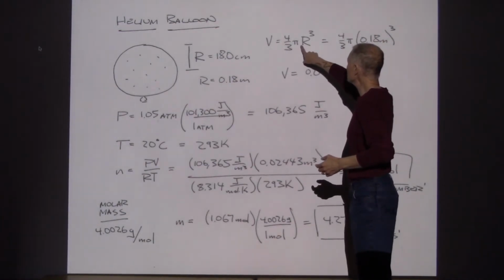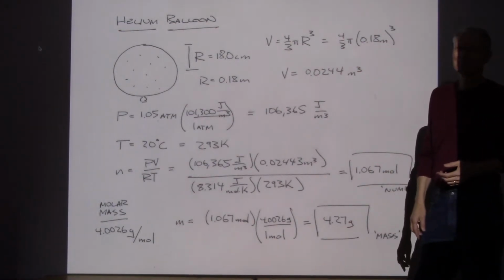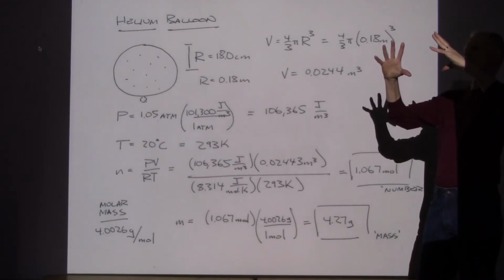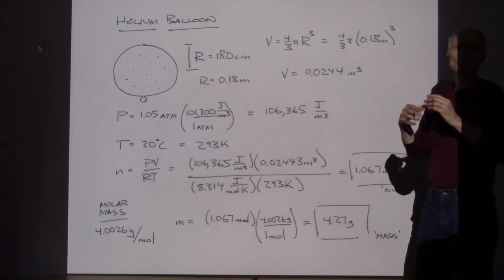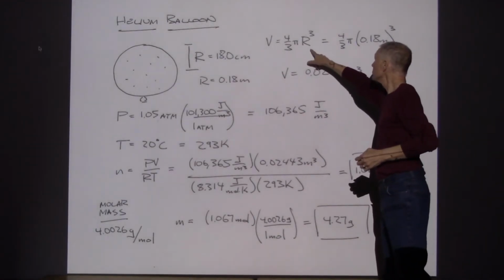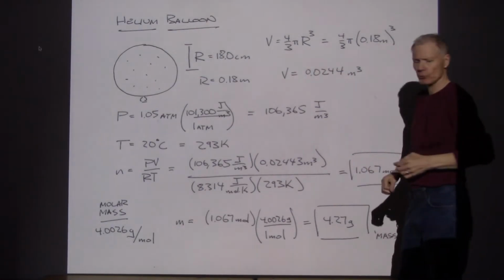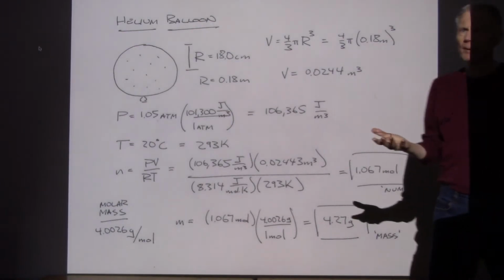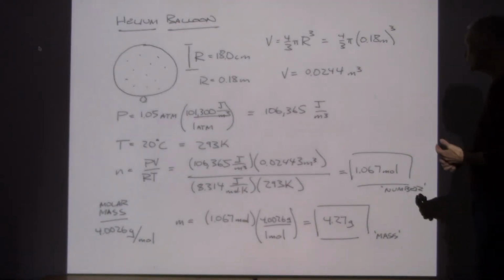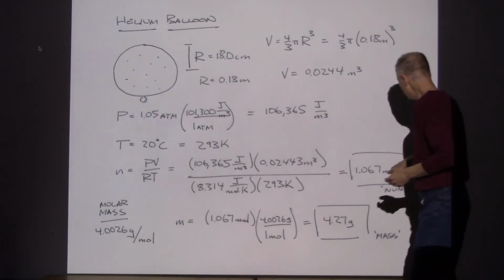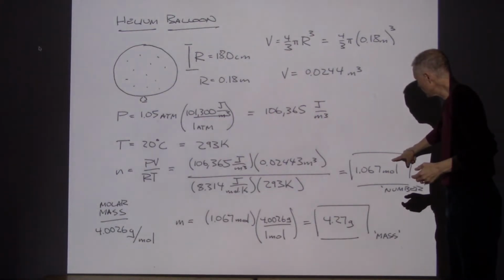Now it says that the balloon is spherical. I don't know, when you blow up these helium balloons, they're not exactly spherical, but close enough, I guess. So I'm using the sphere formula, finding out how many cubic meters we've got of volume for that balloon. So plugging all the numbers in, I ended up with 1.067 moles.